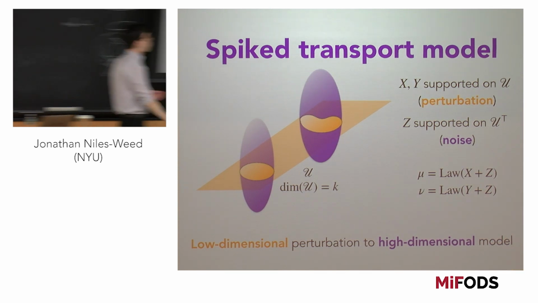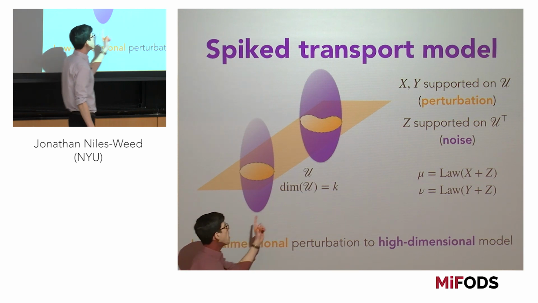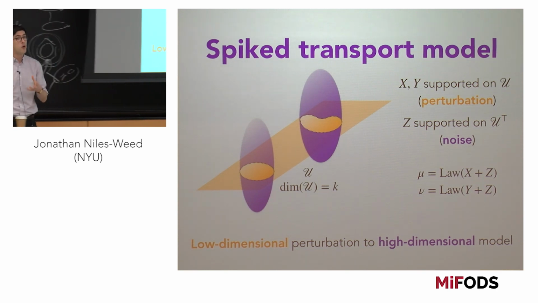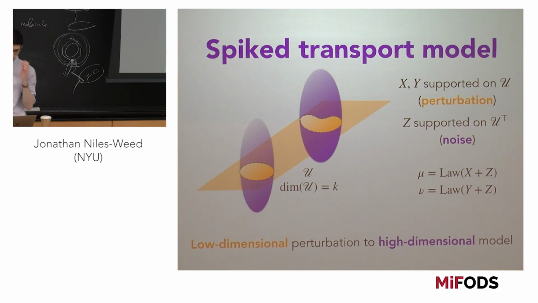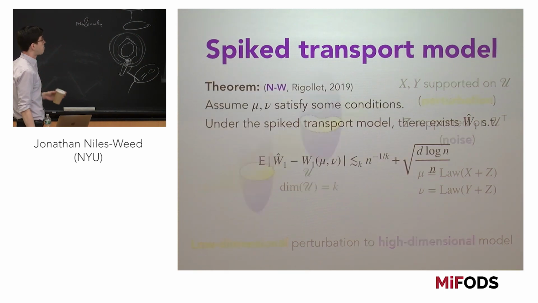And this is the question. Under this sort of assumption, when my measures are truly high dimensional, is it any easier to estimate the Wasserstein distance between these two things from a statistical standpoint? Can I get away with fewer samples than I could in the totally unstructured case? And here the answer is yes.